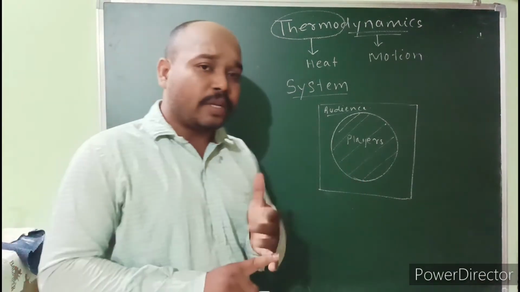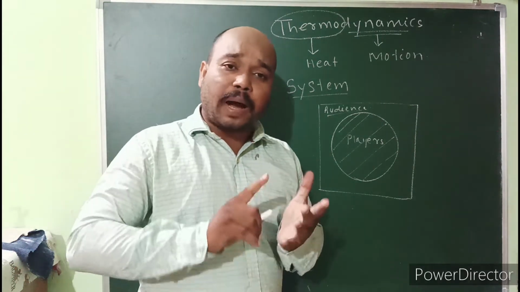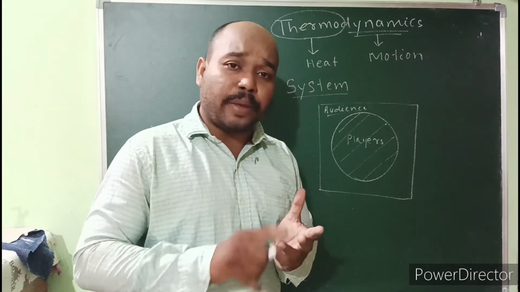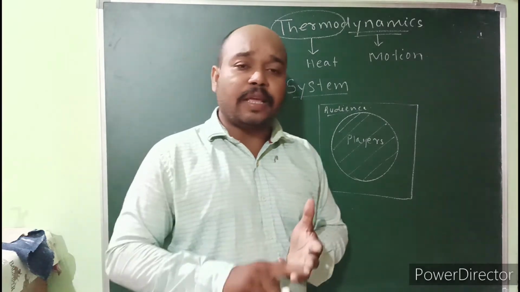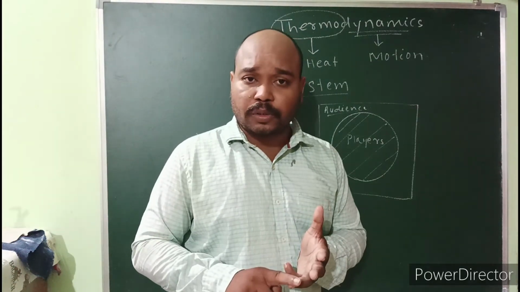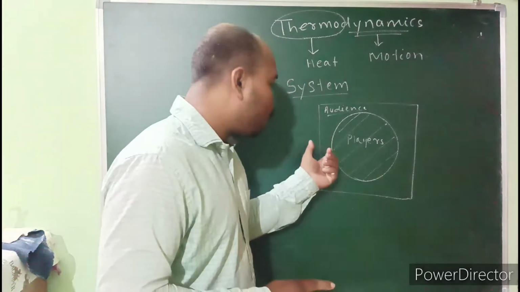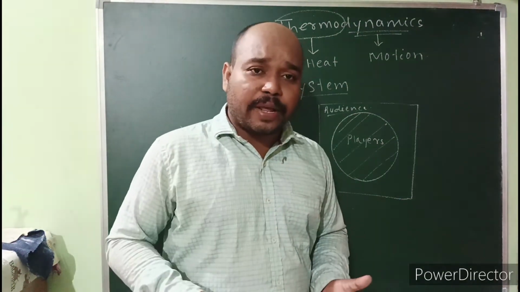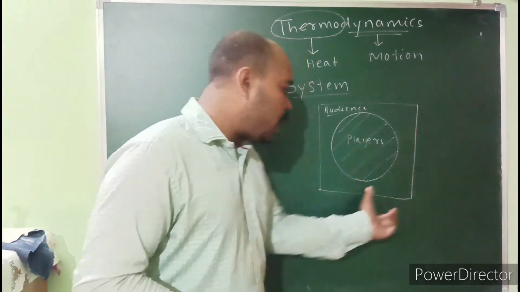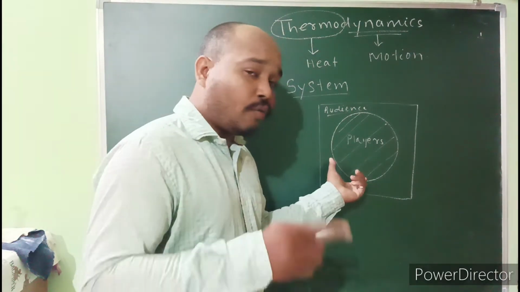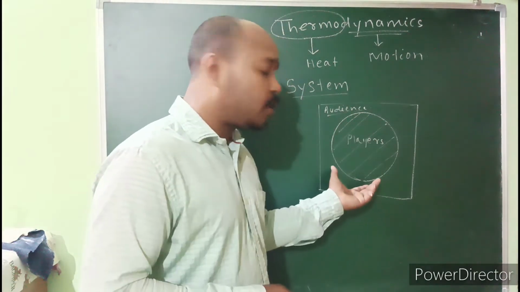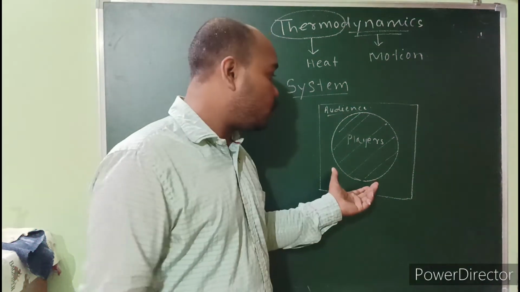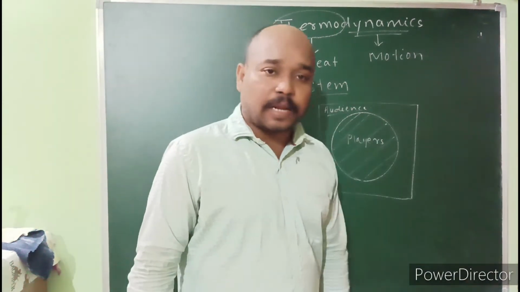So how do we define system? It is a part of universe which is being used for study or research purpose is called what? System. Then what is surrounding? The remaining part of the universe which is not being used for study or research purpose, that is called surrounding.